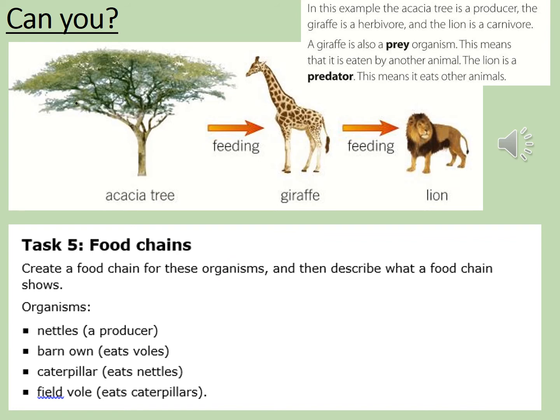So in this task, all I'm asking you to do is to look at how you would represent a food chain. So have a go at creating a food chain with these organisms. The nettles are the producer, barn owl, which eats voles, a caterpillar, which eats nettles, and a field vole, which eats caterpillars. What would that look like?